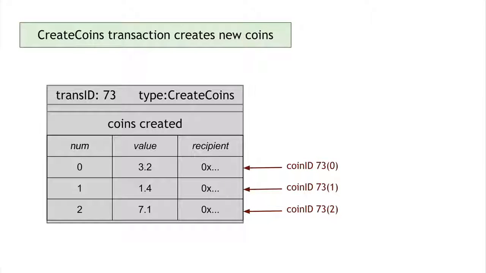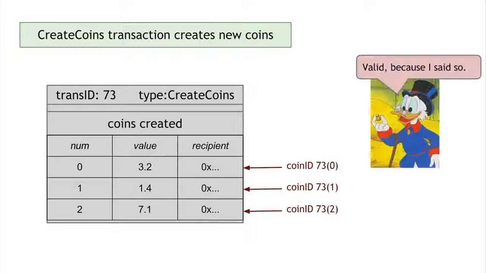Now we're going to have a concept in Scrooge Coin of a coin ID. That refers to a particular coin. So this particular coin here is coin ID 73 because it was created in transaction 73 and it was number 0 within that transaction. Similarly, we have 73 1, 73 2, and so on. So every coin in Scrooge Coin has a coin ID that we can use to refer to it.